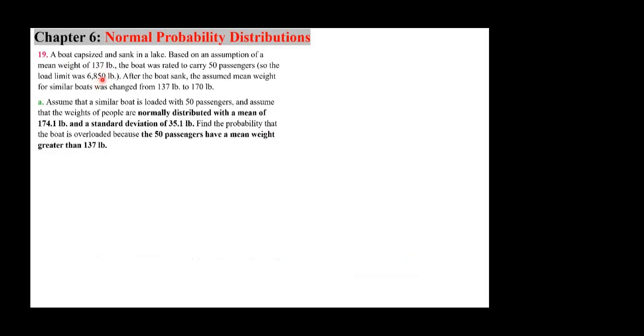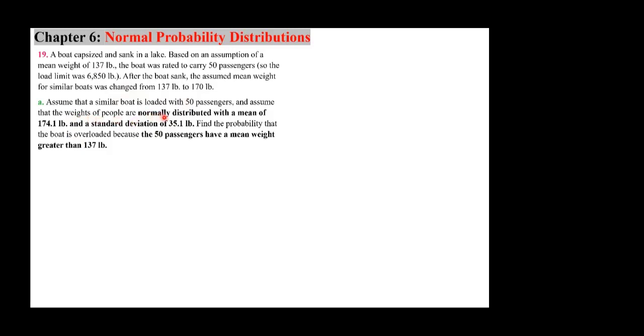So the load limit was, in essence, 50 times 137, which is 6,850. After the boat sank, the assumed mean weight for similar boats was changed to 170 pounds. In other words, that was a wrong assumption and it was underestimated.